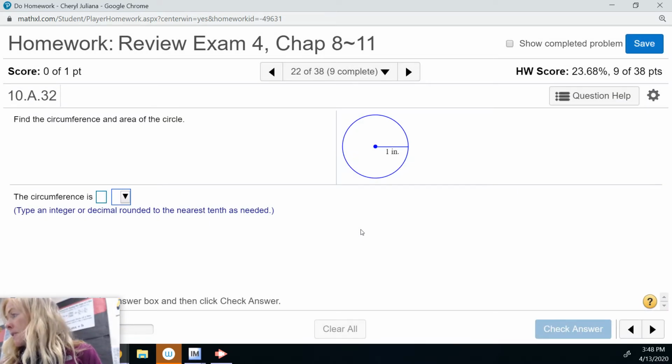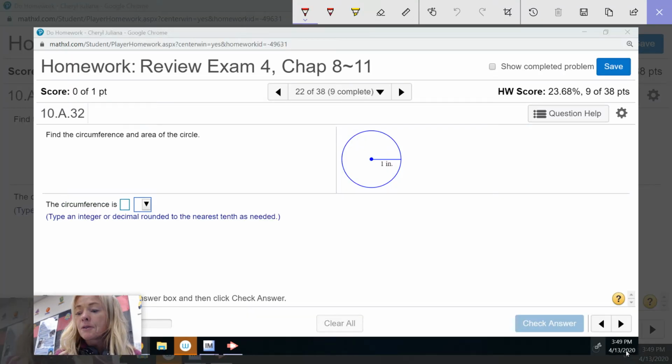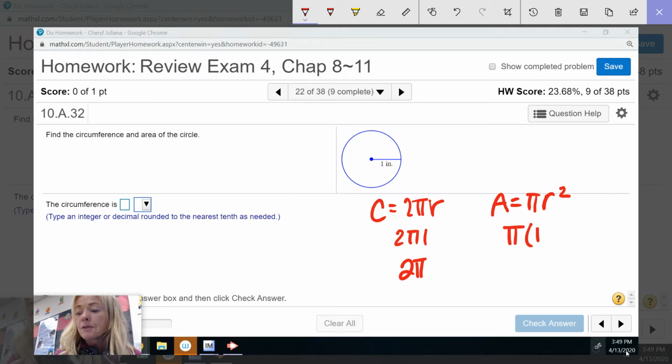And the next one we're going to do is 22, which is right here. So find the circumference and area of the circle. Now for that, you're going to need a couple of formulas. And I'm going to do the screen capture and I'll do that real fast. So, we have a nice radius, 1. That's pretty awesome. So the circumference is 2 pi r. So we're given it in radius. So 2 pi times 1, which is 2 pi. And then the area is pi r squared, which is pi times 1 squared, which is pi.